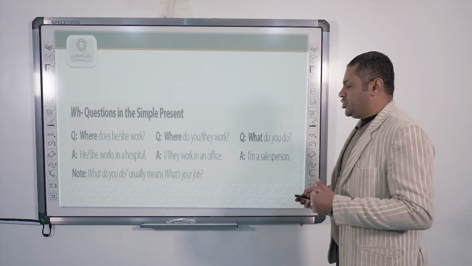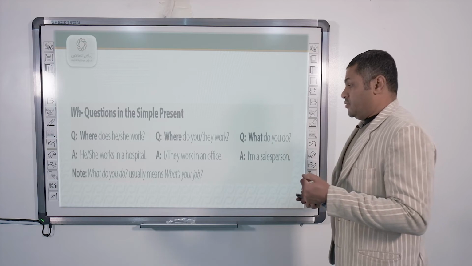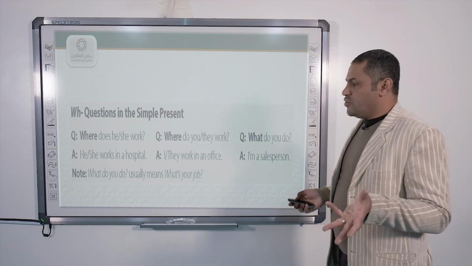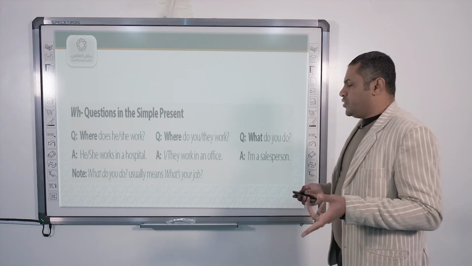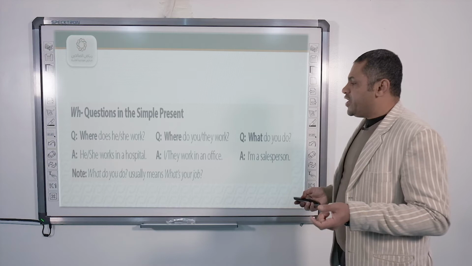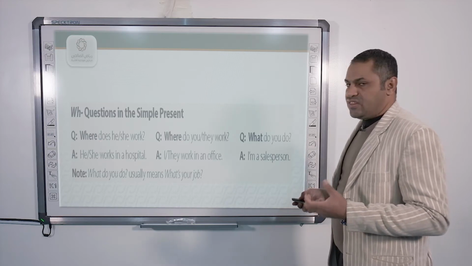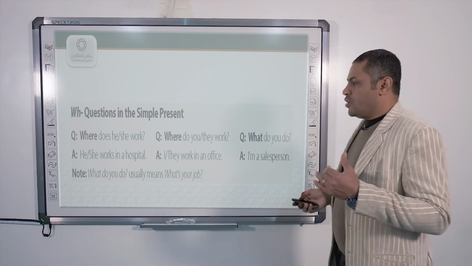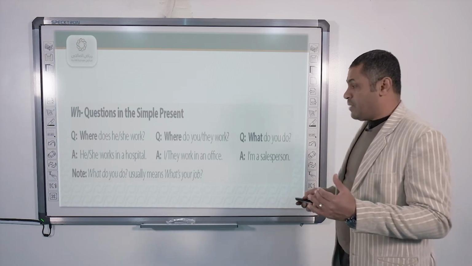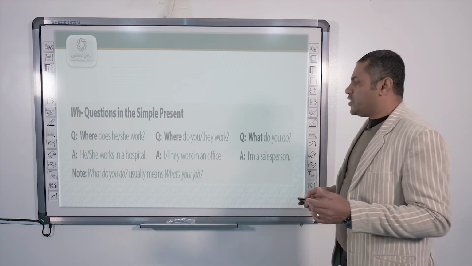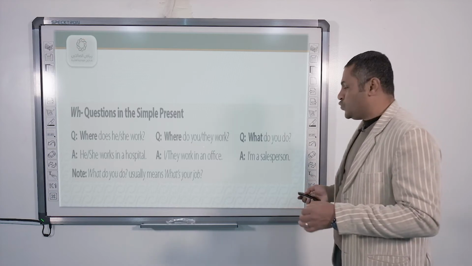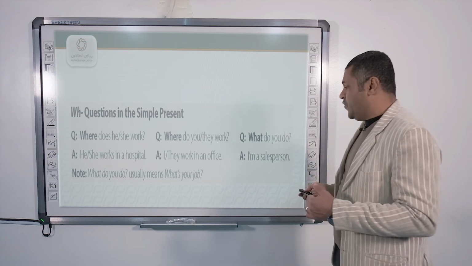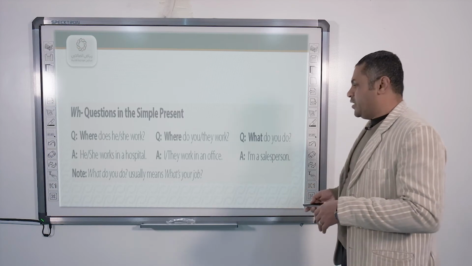Where does he or she work? In, but compared to where do you or they work. So here we have where. And there we have where as well. But after where we have used does with the singular. But we have used do with the plural. بنستخدم كلمة الاستفهام followed by does مع المفرد و do مع الجمع. After that the subject الفاعل نفسه, then the verb or the infinitive, بعد كده مصدر الفعل, بعد كده تكملة الجملة.